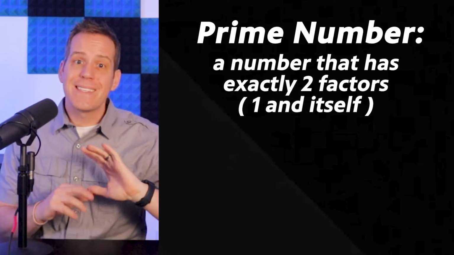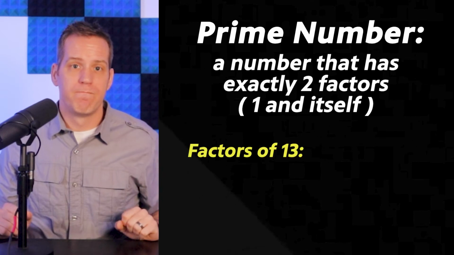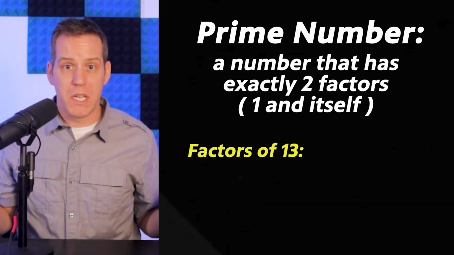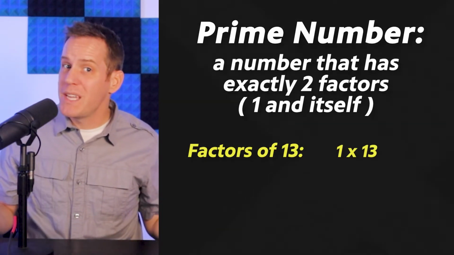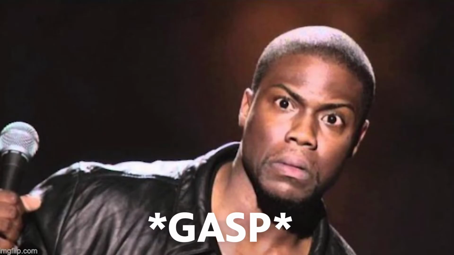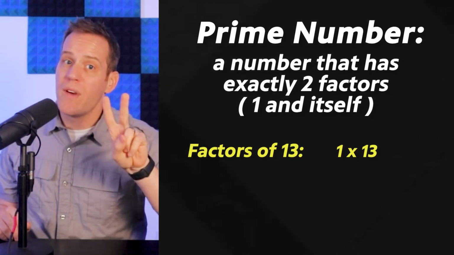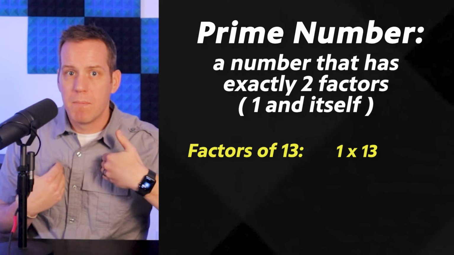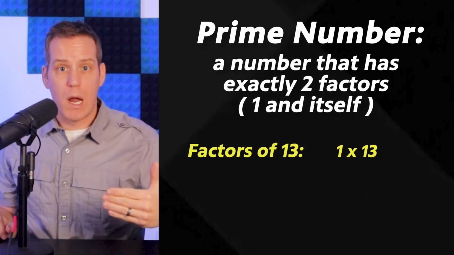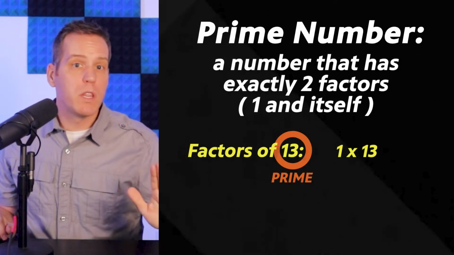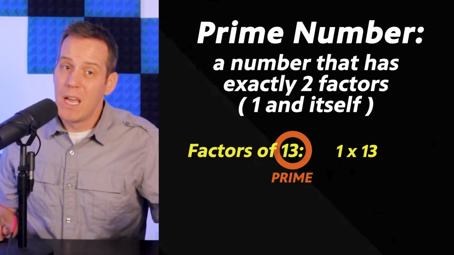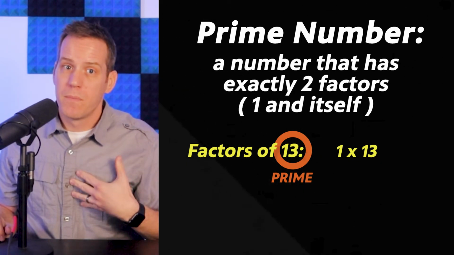For instance, let's list the factors of 13. What times what makes 13? 1 times 13, and that's it. So 13 only has 2 factors, 1 and 13. And that's why 13 is a prime number. You can't reach it with a multiplication problem unless you did 1 times itself.